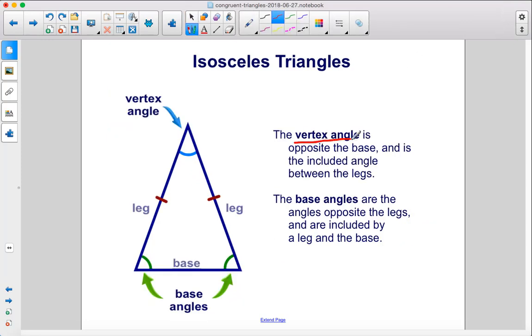The vertex angle is opposite the base and is the included angle between the legs, so right here. The base angles are the angles opposite the legs and are included by a leg and the base. So these here are the base angles.